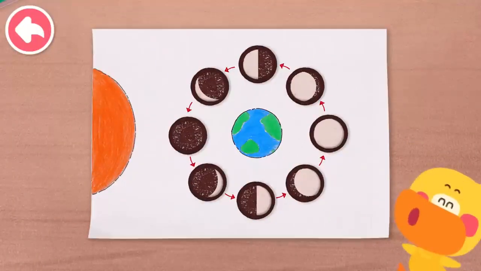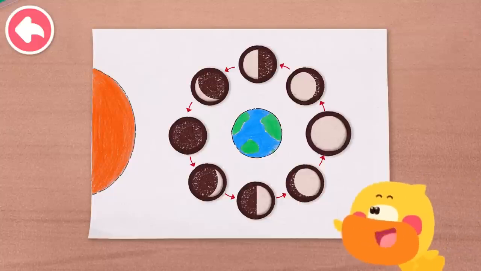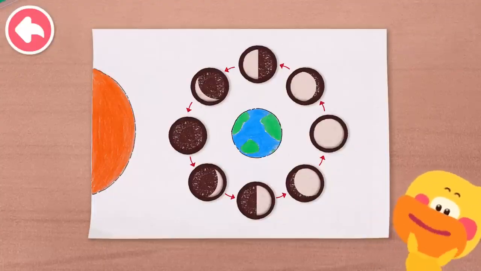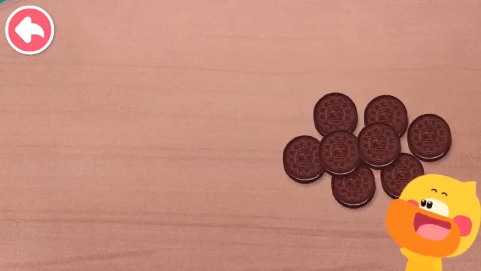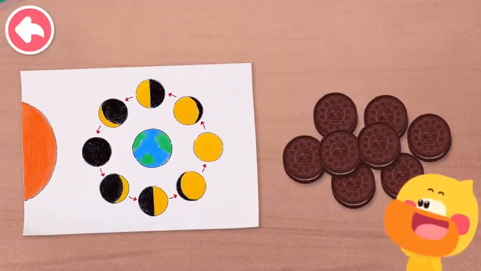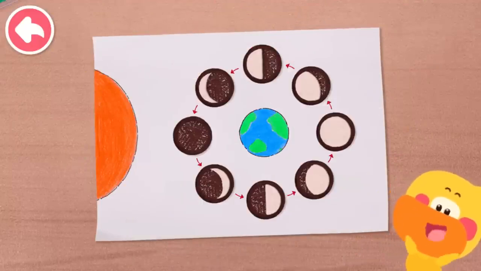Good job, kid. Look, the moon always gets bigger from a new moon to a full moon, and becomes smaller from a full moon to a new moon. This is the law of the phases of the moon. Now do you understand? We only need 8 sandwich cookies and a finished moon phases diagram. Then we can make a cookie moon phases diagram. Make it with your mom and dad.